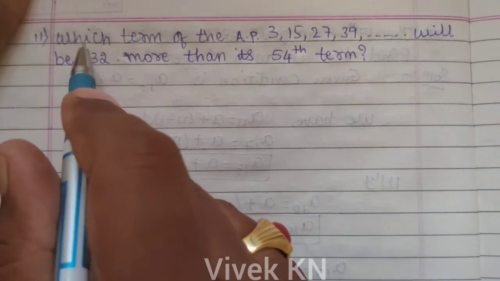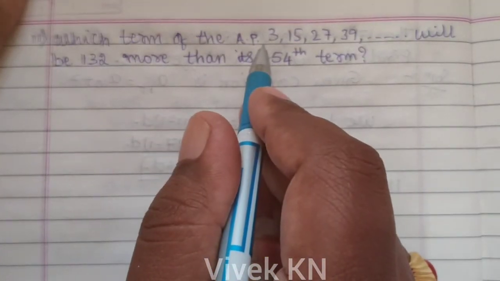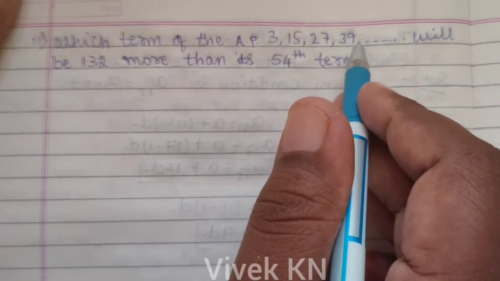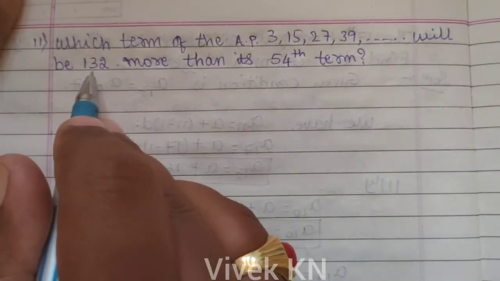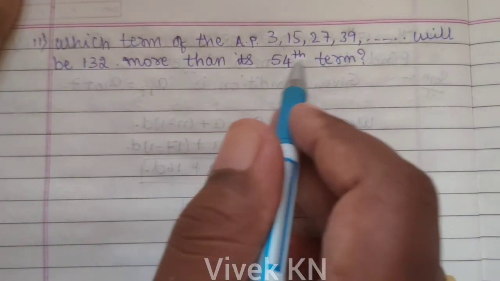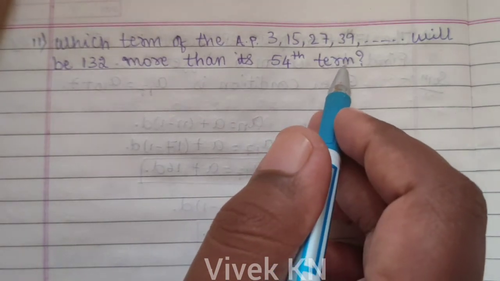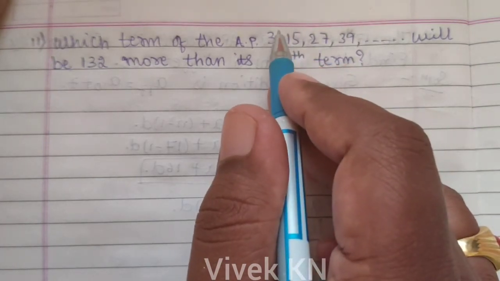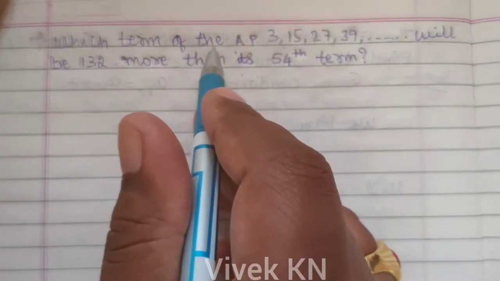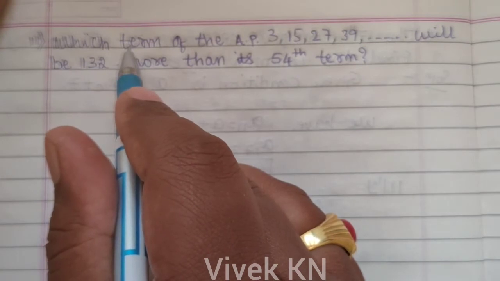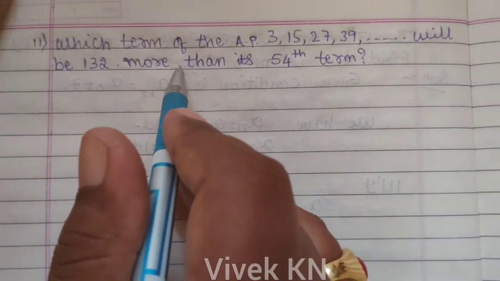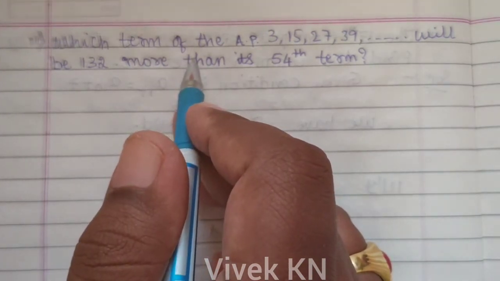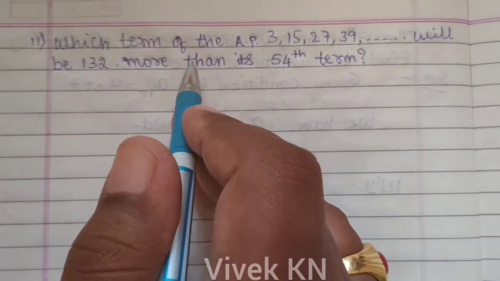Eleventh question. Which term of the arithmetic progression 3, 15, 27, 39, and so on will be 132 more than its 54th term? Here in this question, they have given an arithmetic progression and we have to find out the value of n that must be 132 more than its 54th term. So let us find out the value of the 54th term.